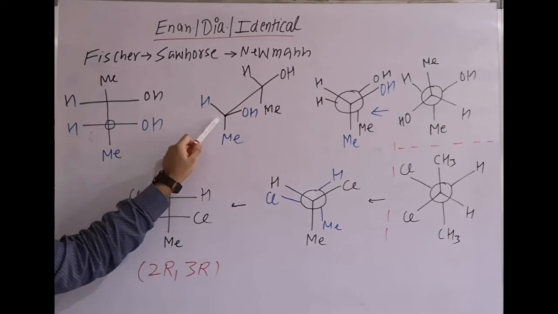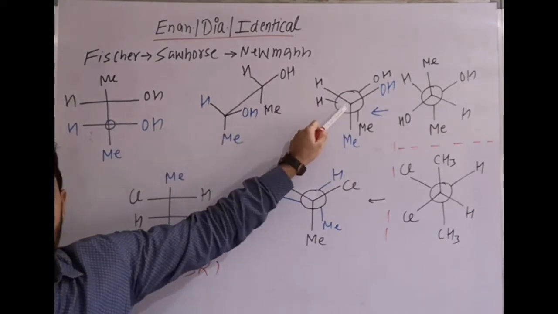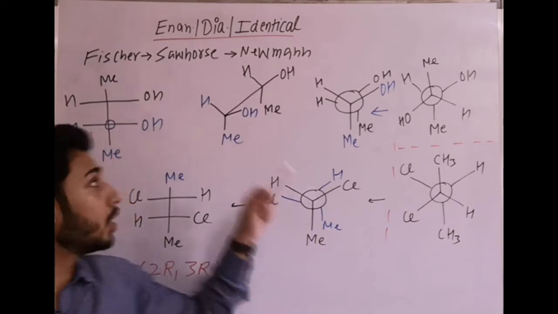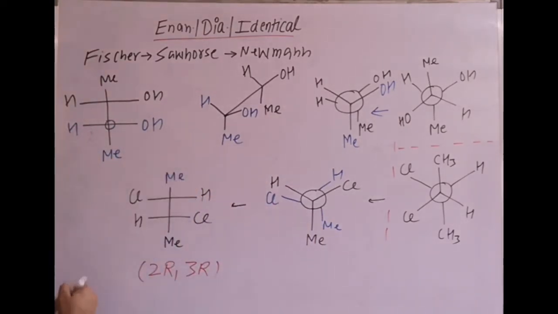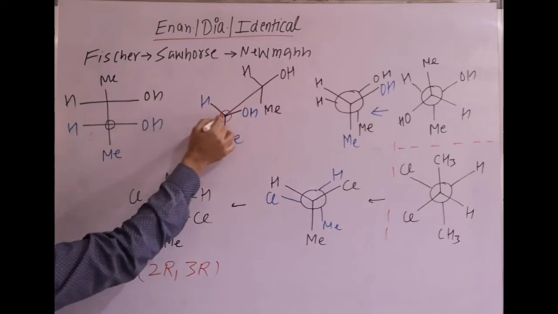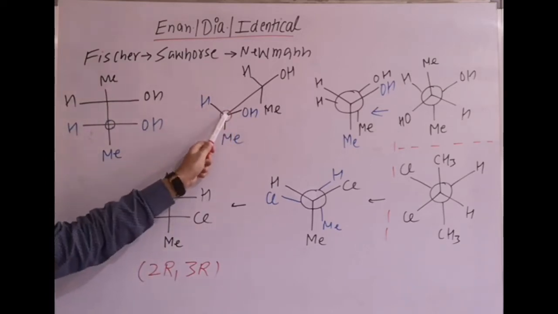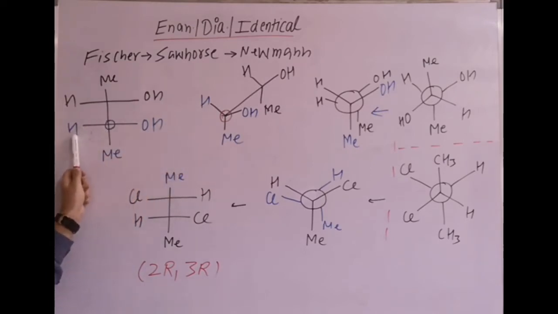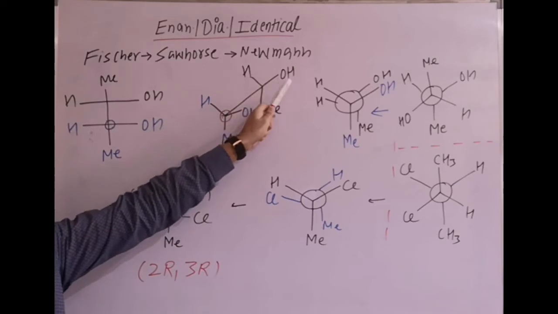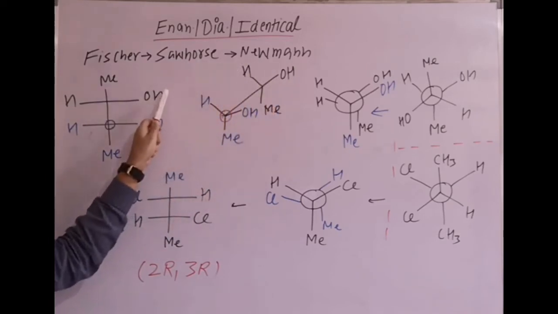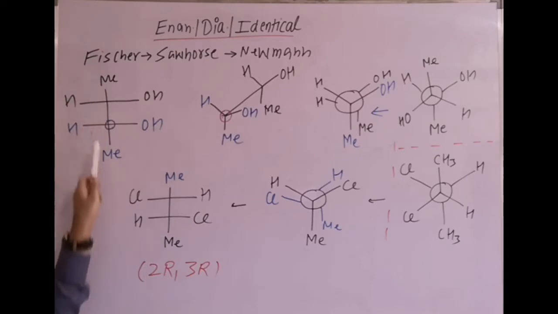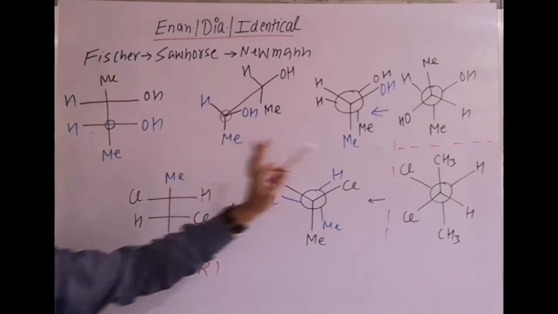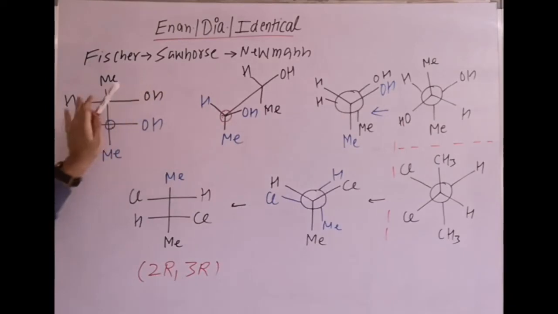And then we know the front carbon is the lower chiral carbon in Fischer. This carbon and this carbon are the same. On this carbon, below is methyl, right side OH, left side H. On the back carbon, right side OH, left side H, and methyl in front of methyl. So the correct representation of this Newman in Fischer is this one, or you can also go in the reverse direction to find the correct Newman from this structure.